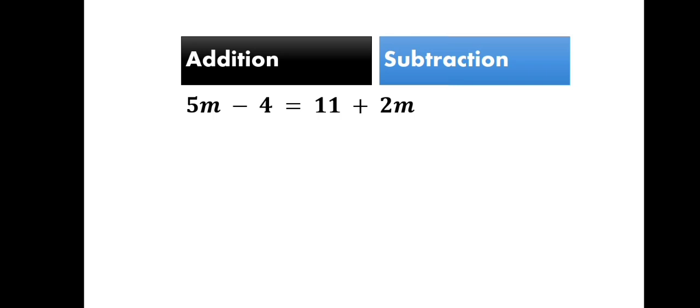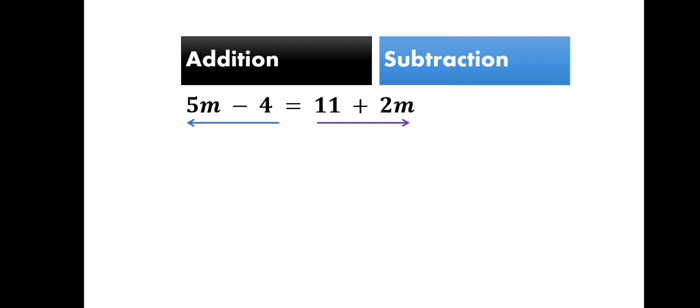Alright, so here is another equation. It looks a little bit complex, but we are going to be using the idea of opposites in mathematics to solve this, and we are just working with addition and subtraction. On our left-hand side, we have 5m minus 4. On our right-hand side, we have 11 plus 2m.